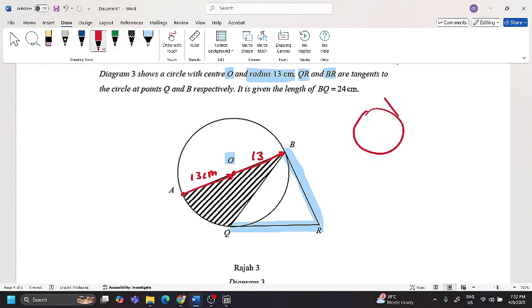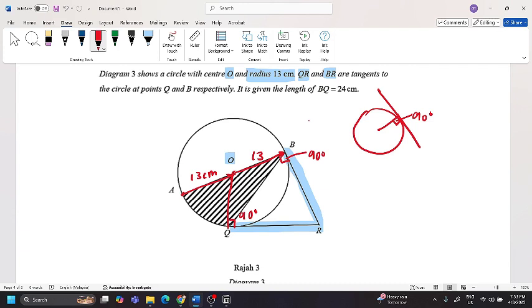Okay, here's the tangent line. If you draw one line from the center to the tangent line, how much is the angle here? It's 90 degrees. So actually here is 90 degrees. If you draw one line from this O to this point Q, you know here is also 90 degrees.